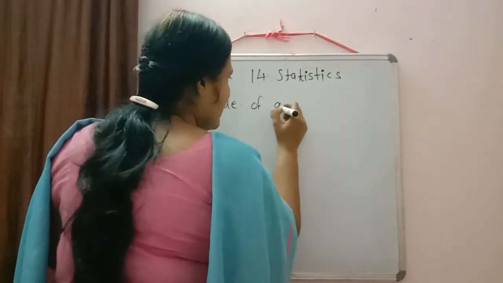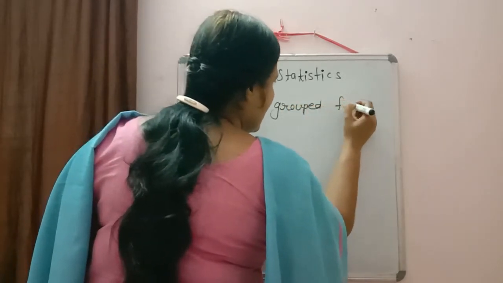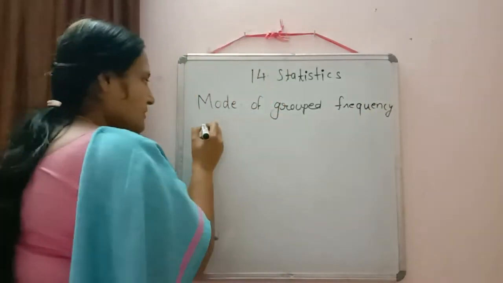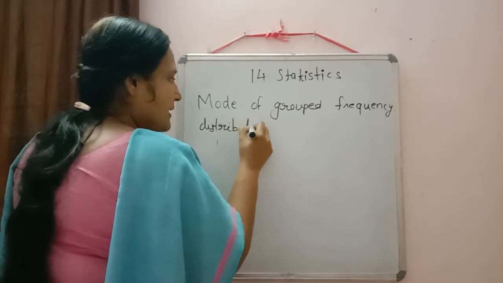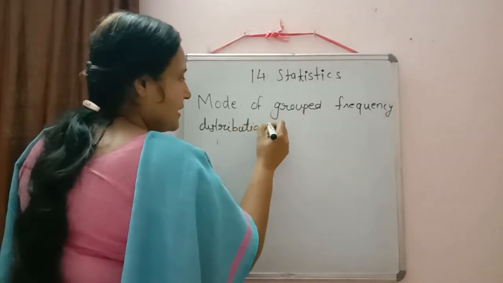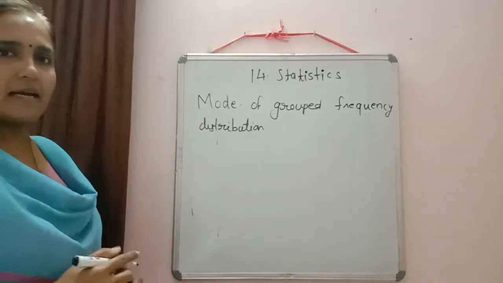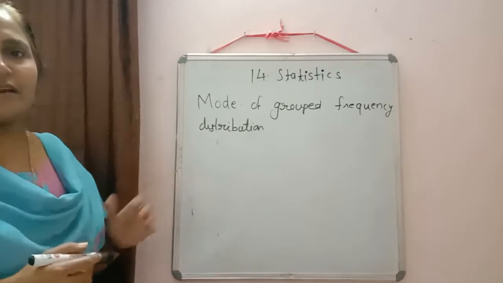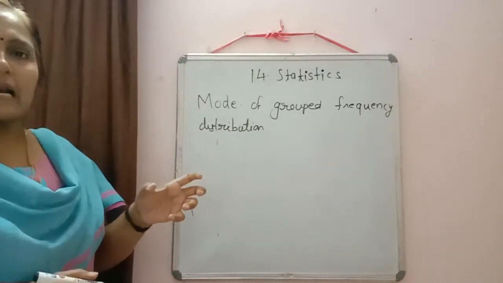Grouped frequency distribution means when we are writing it in interval form, when we are arranging so that in 1 to 10 these many numbers are there. When we are arranging in this way, we say it is a grouped frequency distribution. So it will already be written in terms of class intervals.